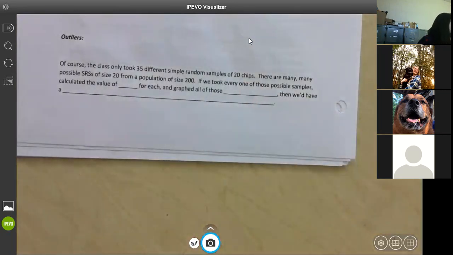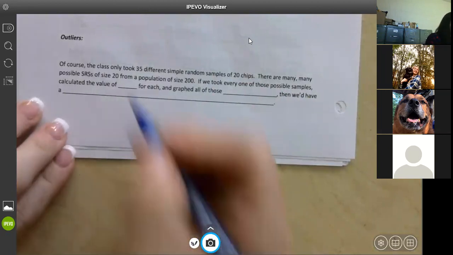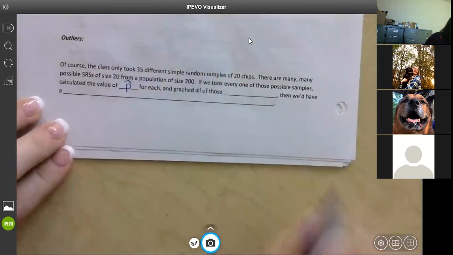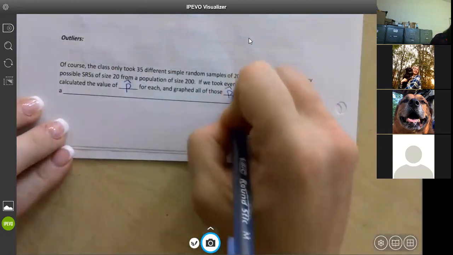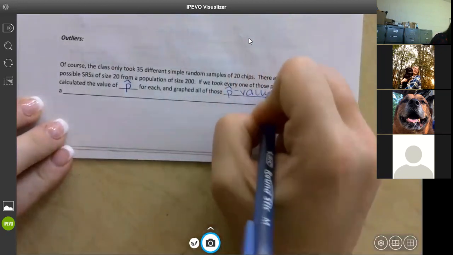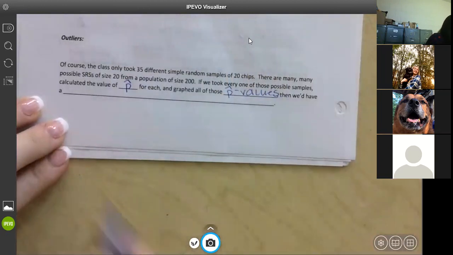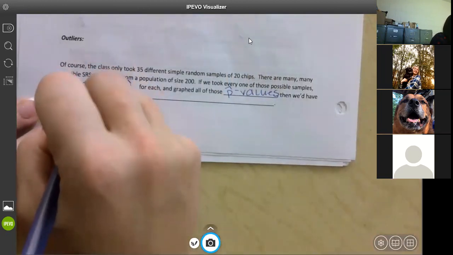All right, so of course the class only took 35 different simple random samples of 20 chips. There are many possible SRSs of 20 from the population of size 200. If we took every one of those possible samples, calculated the value of P hat for each, and graphed all of those P hat values, then we'd have a sampling distribution.